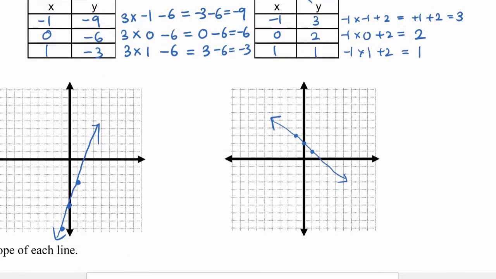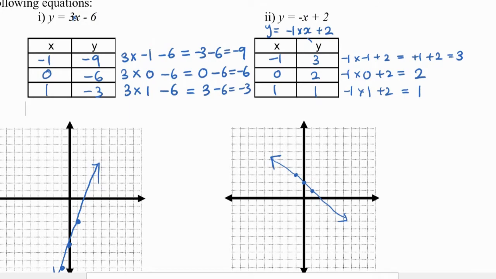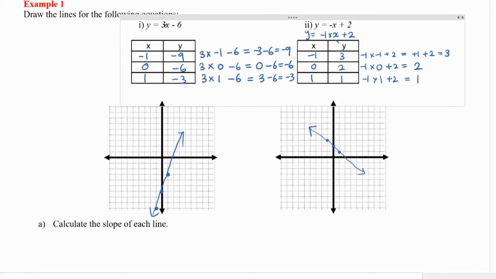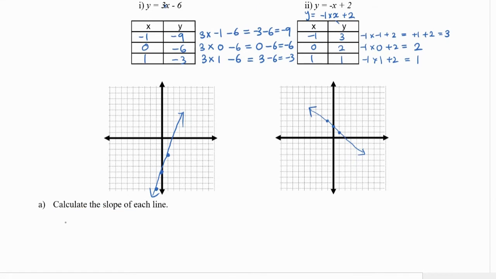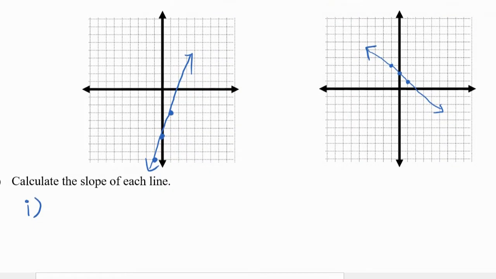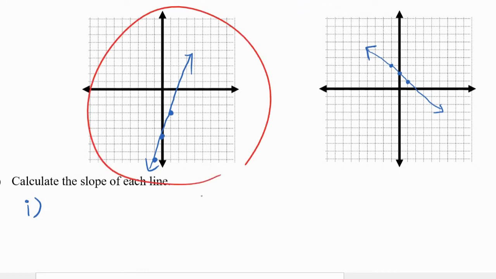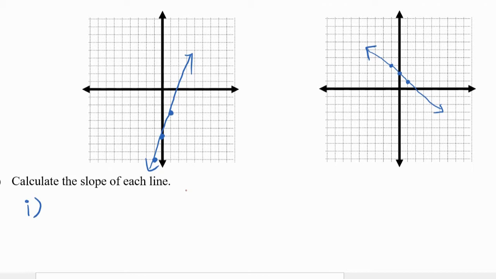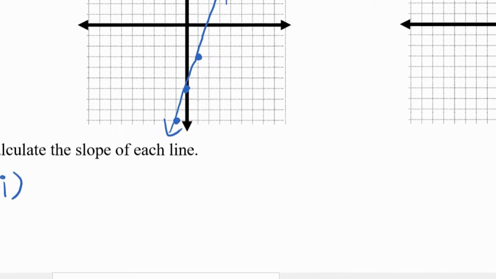So here we found two linear graphs. What we're going to do is first calculate the slope of each line. Let's calculate the slope using rise over run. Before that, does this one have positive slope or negative slope? It is positive because it's going up, and this one should be negative, it's going down. Remember that, and let's do rise over run. Rise is 3 and run is 1.